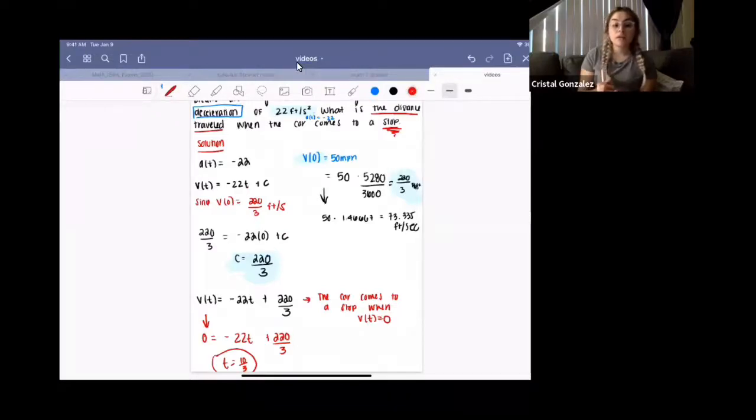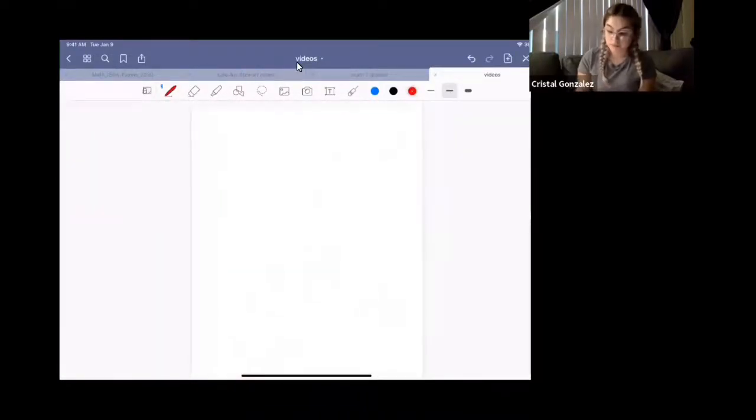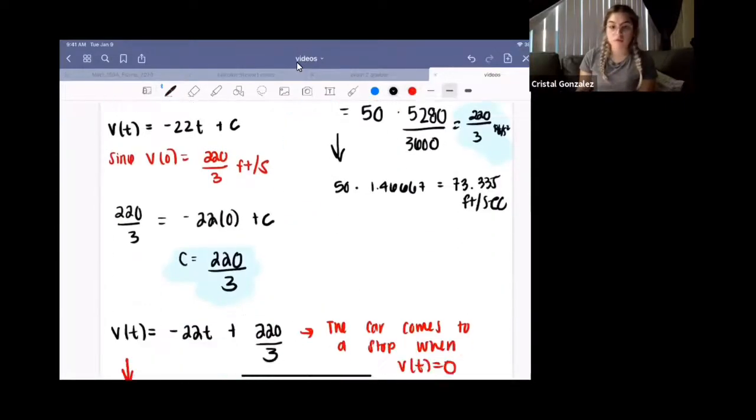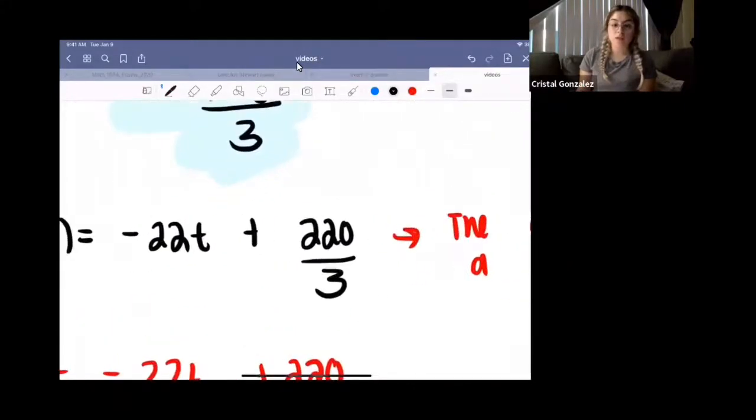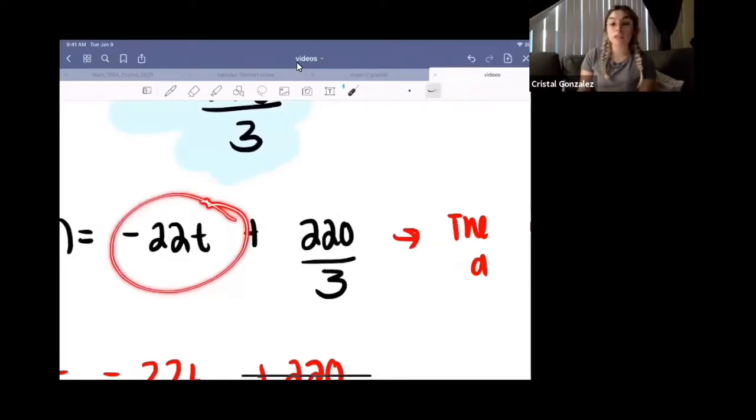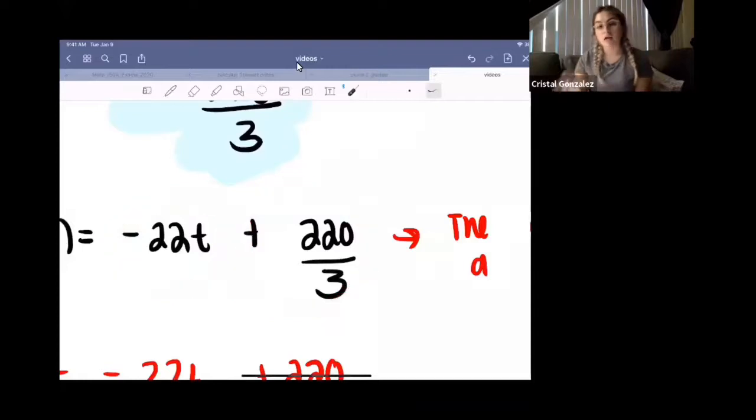So now let's find our position function. Then we need to find S of t. Okay, now let's go back for one second. To find S of t, remember we have to take the antiderivative of v of t. So we need to take the antiderivative of negative 22t and this, and then we're going to add that constant, because remember antiderivatives can vary by a constant.